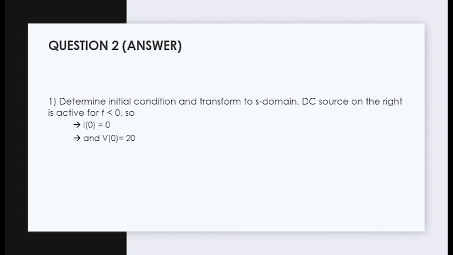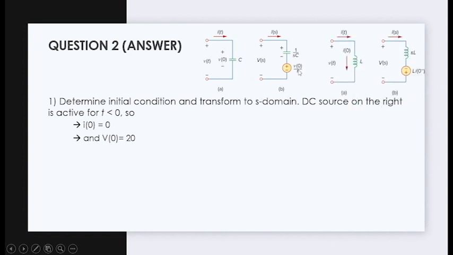They have to be included in the circuit. The way we can include these initial conditions is by referring to this figure. For the capacitor, the initial condition is included as a voltage source in series with the capacitor, and the value of the voltage source is v of 0 over s. And for the inductor, also the same, we include a voltage source in series with the inductor.